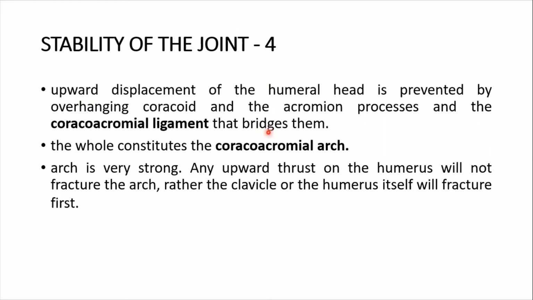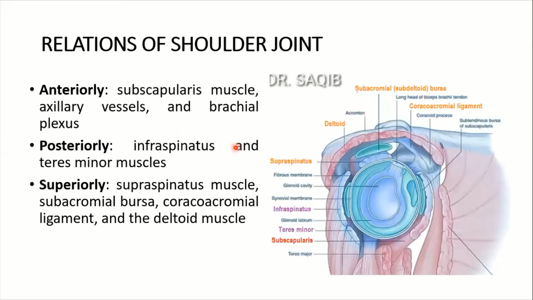So upward displacement of the humeral head is prevented by the overhanging coracoid and acromion processes and the coraco-acromial ligament that bridges them. The whole constitutes the coraco-acromial arch. I have discussed it already with you. The arch is very strong, as I've told you already. So now these are the relations of the shoulder joint.